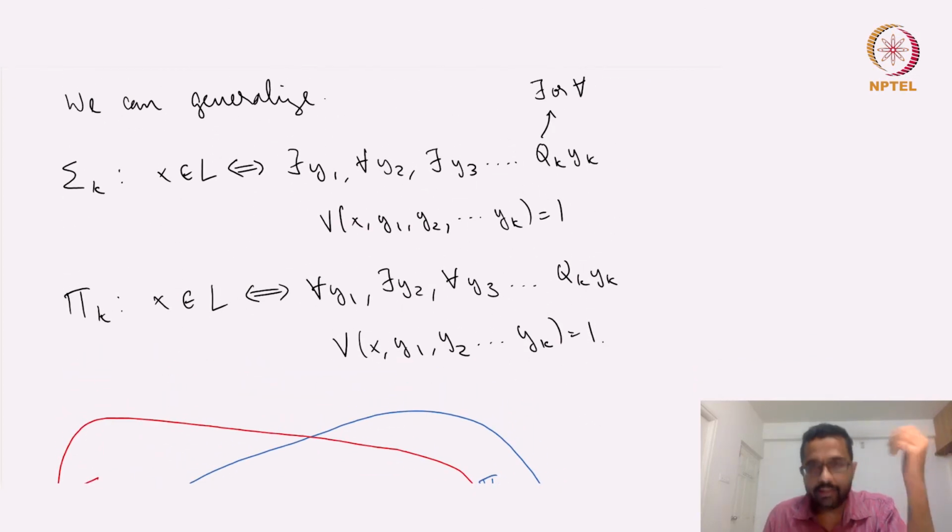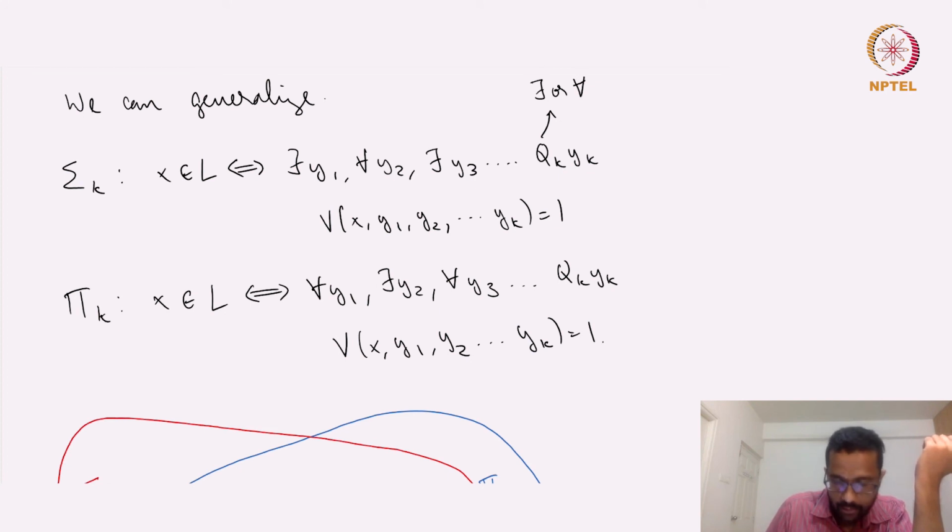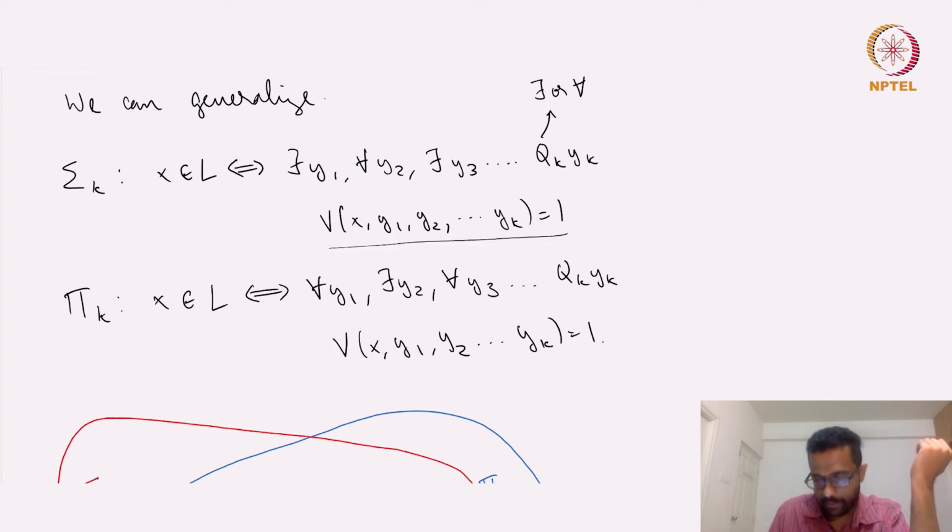And like this we can define a generalization of sigma 2 as those languages for which we have a k level quantification, right? Sigma 2 is like there exists for all, right? So sigma k is a k level quantification starting from there exists, then for all, then there exists, then for all, and so on. And the last one, Qk, is a quantifier depending on the parity. If k is even, it will be for all. If k is odd, it will be there exists, followed by a polynomial time verifier.